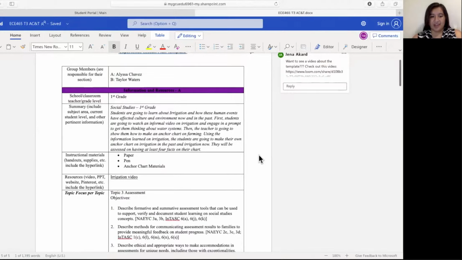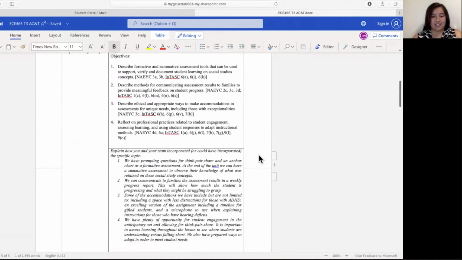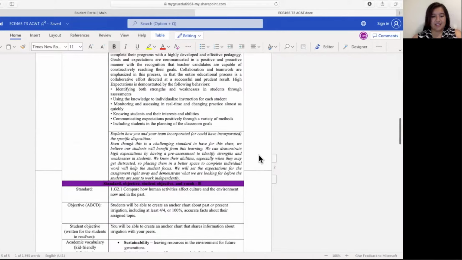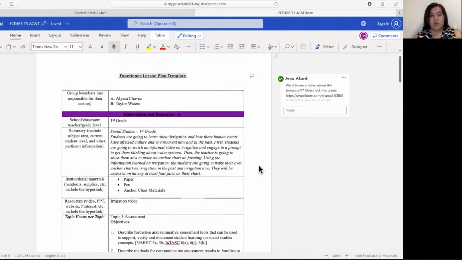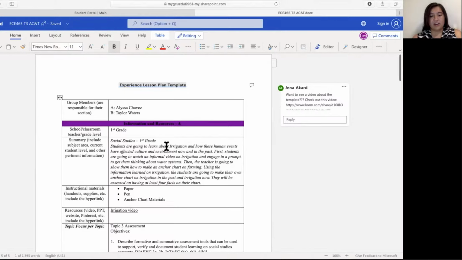Our standard is to compare how human activities affect culture and the environment now and in the past. We are going to be focusing specifically on irrigation and how these human events from the now and in the past have affected culture and environment. So we are focusing on irrigation.